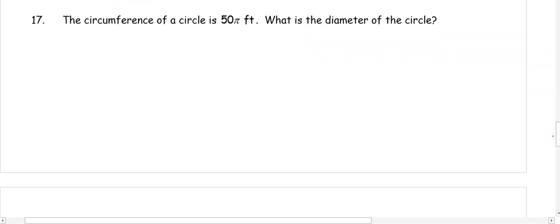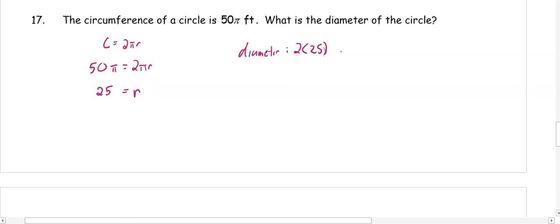17. The circumference of a circle is 50 pi feet. What is the diameter of the circle? So circumference equals 2 pi r. 50 pi is equal to 2 pi r. We can divide by 2 pi, and we get the radius is 25. So to get your diameter, you multiply by 2, and we get 50 feet.